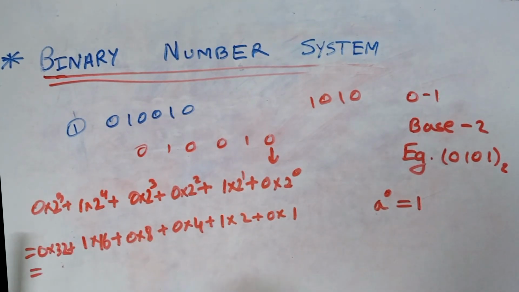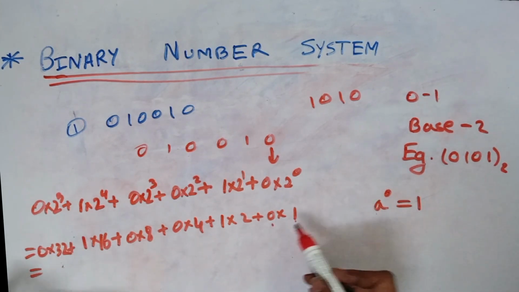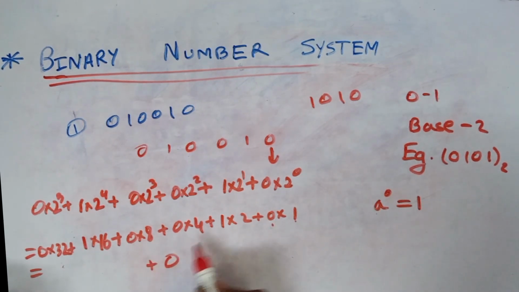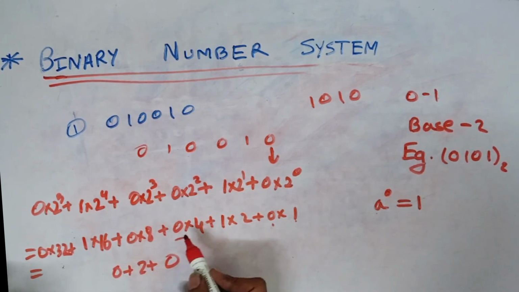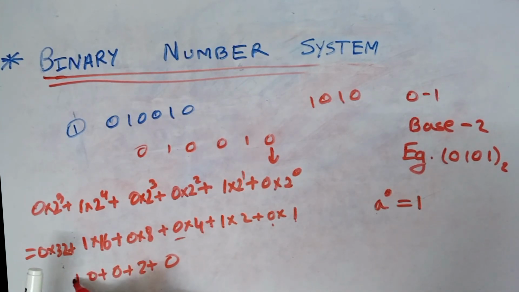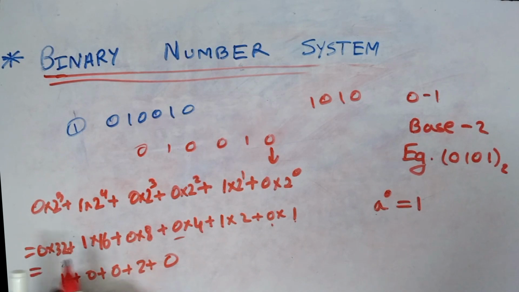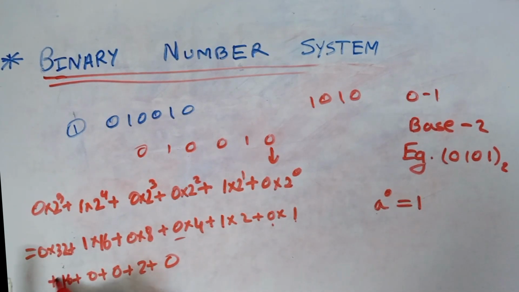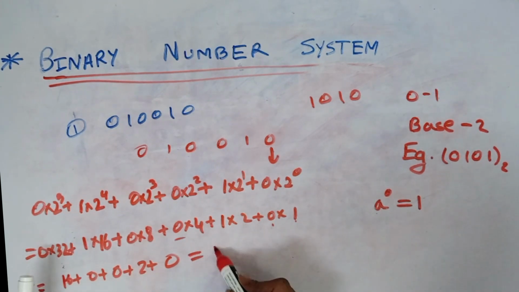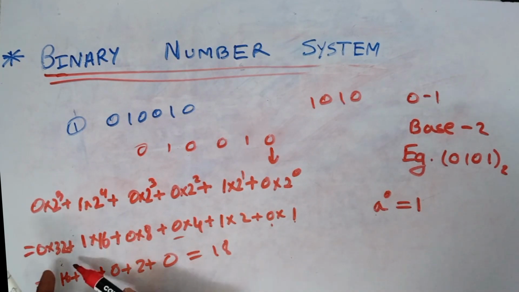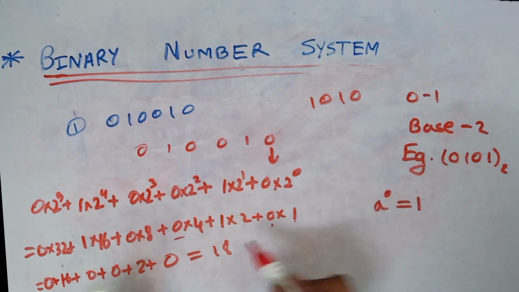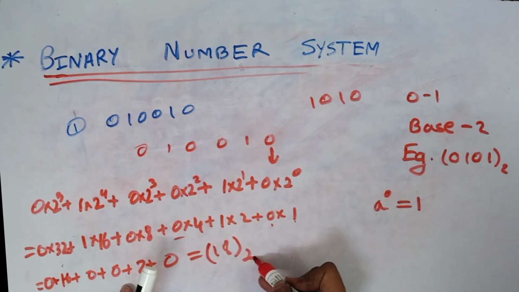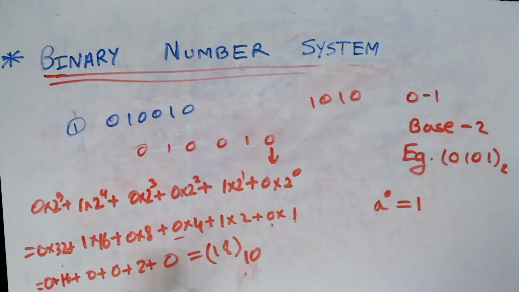Now before adding: 0 into 1 is 0, plus 2 into 1 is 2, 0 into 4 is 0, 0 into 8 is again 0, 16 into 1 is 16, and 32 into 0 is 0. So let's not write the zeros. 16 plus 2 is nothing but 18. Let's cross check: 0, plus 2, plus 0, plus 0, plus 16, plus 0. Yes, 18. So this is nothing but the decimal number 18.